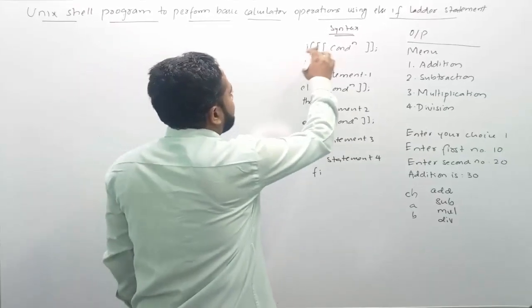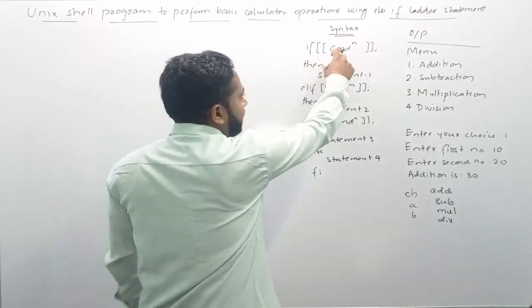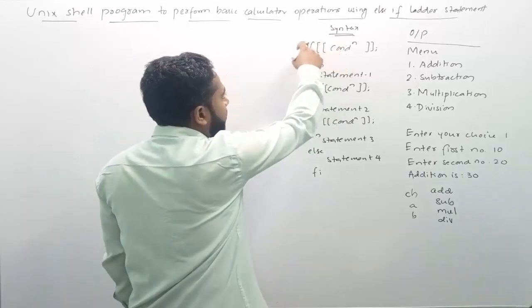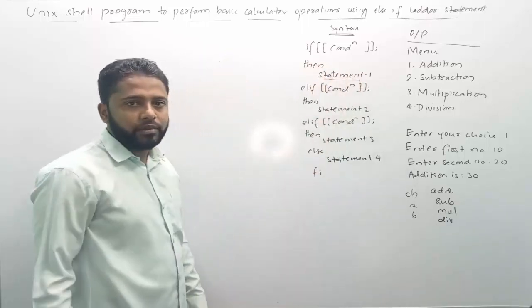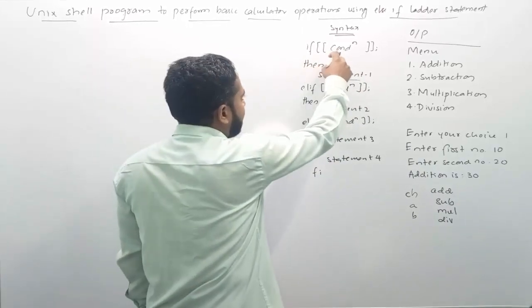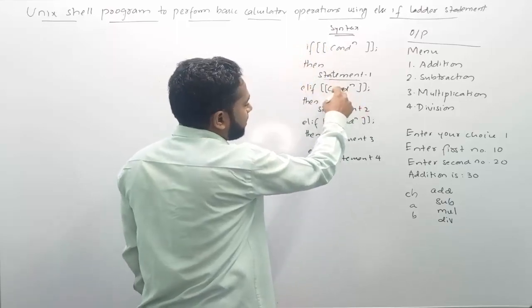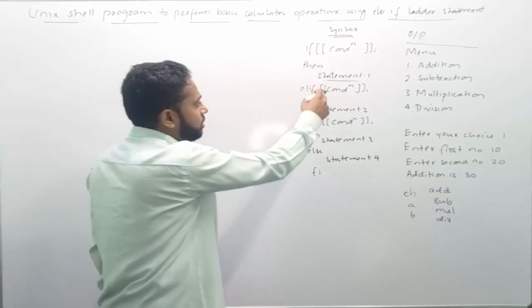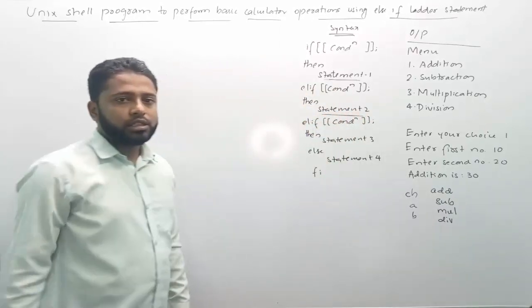It starts with if followed by the condition. If this condition gets satisfied, then control will come inside the if to execute statement 1. If this condition didn't get satisfied, then control will come to elif to check the second condition. If the second condition gets satisfied, then control will come inside the elif to execute statement 2.